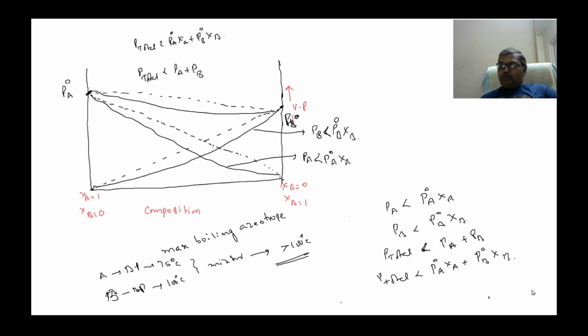So at constant temperature, both A and B liquids vaporize. That is why it is not possible for us to separate the liquids from an azeotropic mixture. Right?